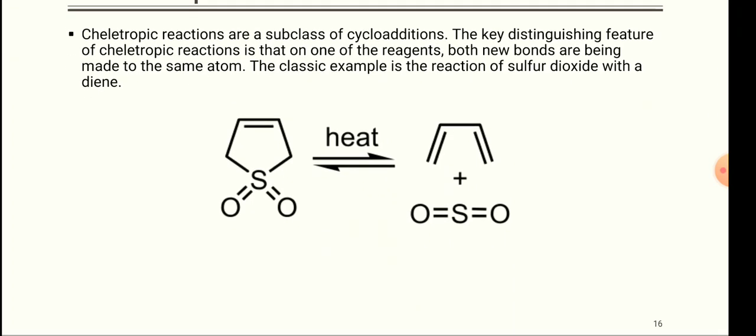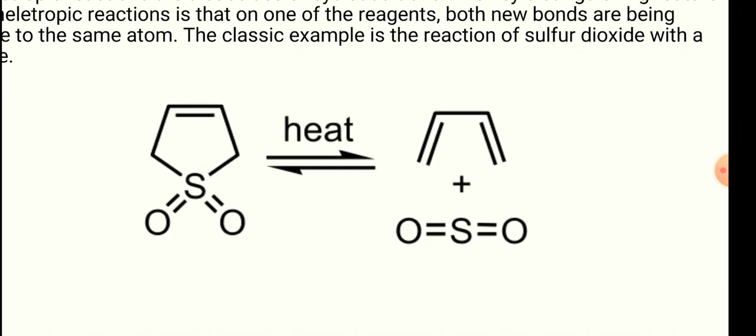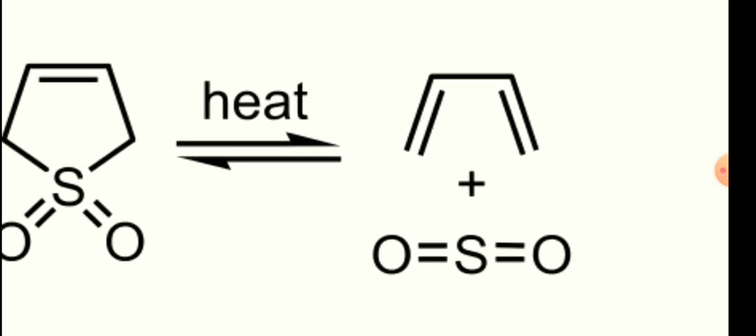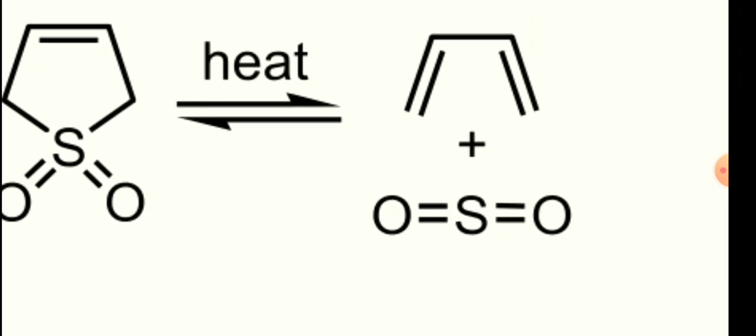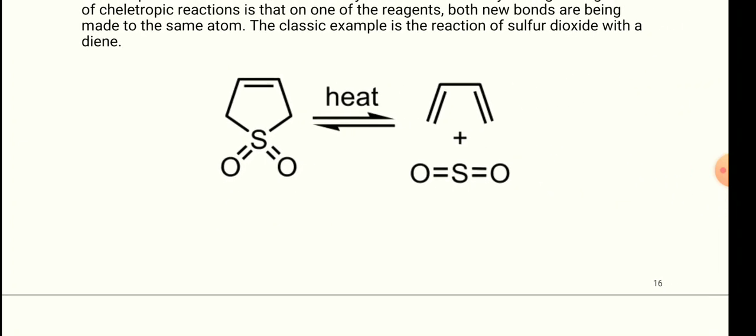Here you look, that is the double bond, sorry, the diene, and here is the sulfur dioxide. Here it is possible to undergo a cycloaddition reaction with sulfur dioxide. So if you add 1,3-butadiene and sulfur dioxide, it instantly forms this type of complex. This type of reaction is called a cheletropic reaction. So by means of this we'll get this type of product.